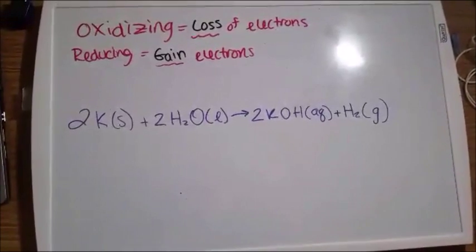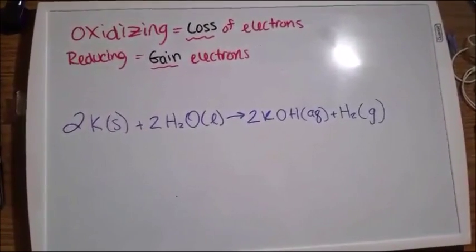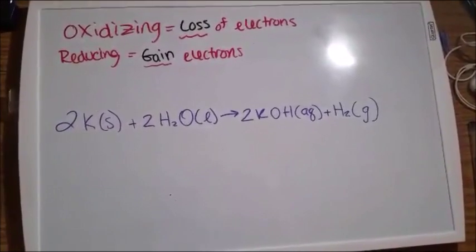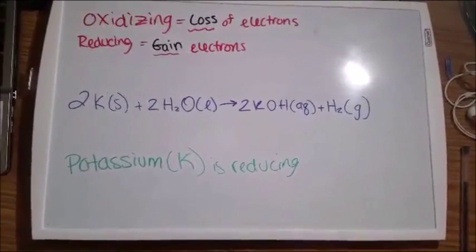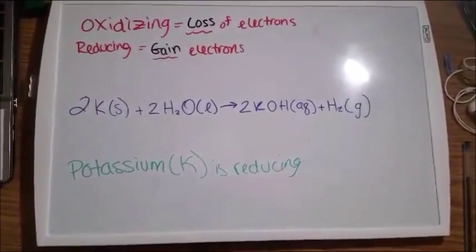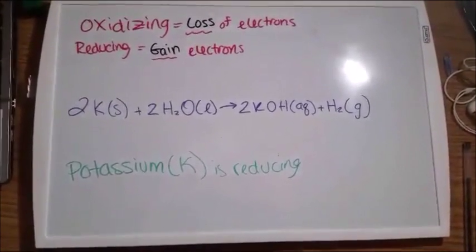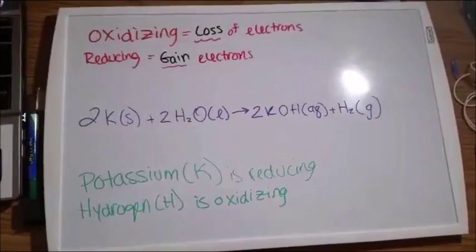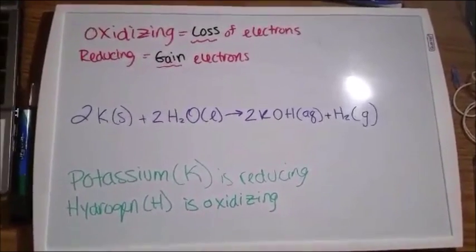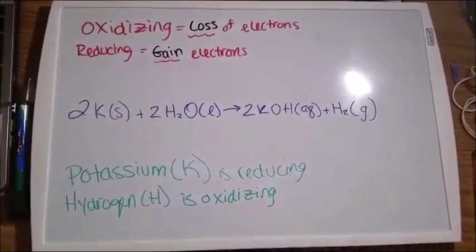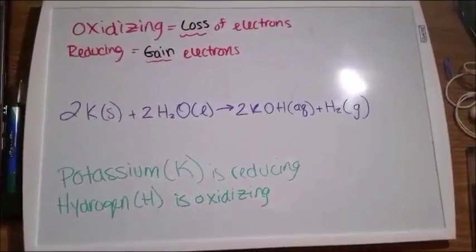So here we want to know what the oxidizing agent and what is the reducing agent in this reaction. Potassium metal is a common reducing agent, and in this reaction, it is oxidized to form the potassium K+ ion. So that means water is the oxidizing agent. Hydrogen in water is reduced to the elemental H2.